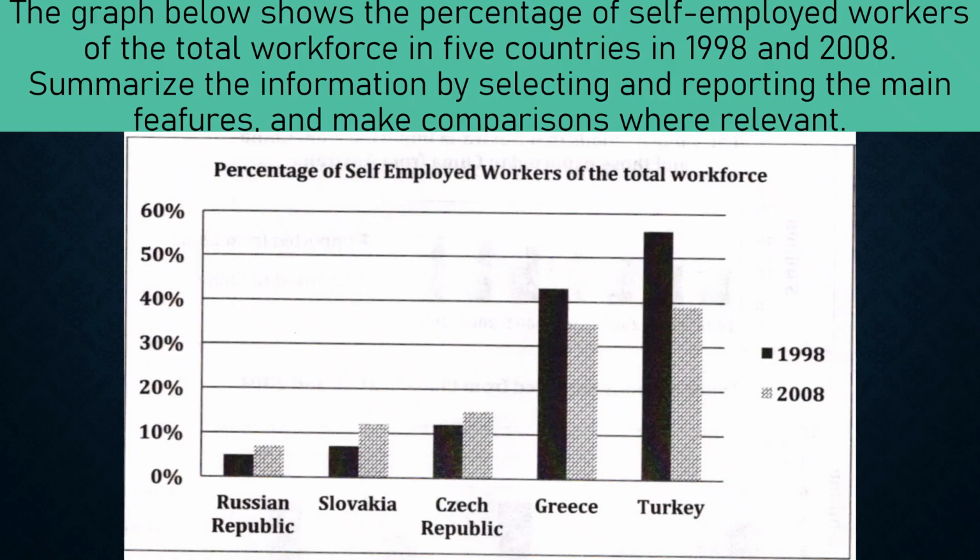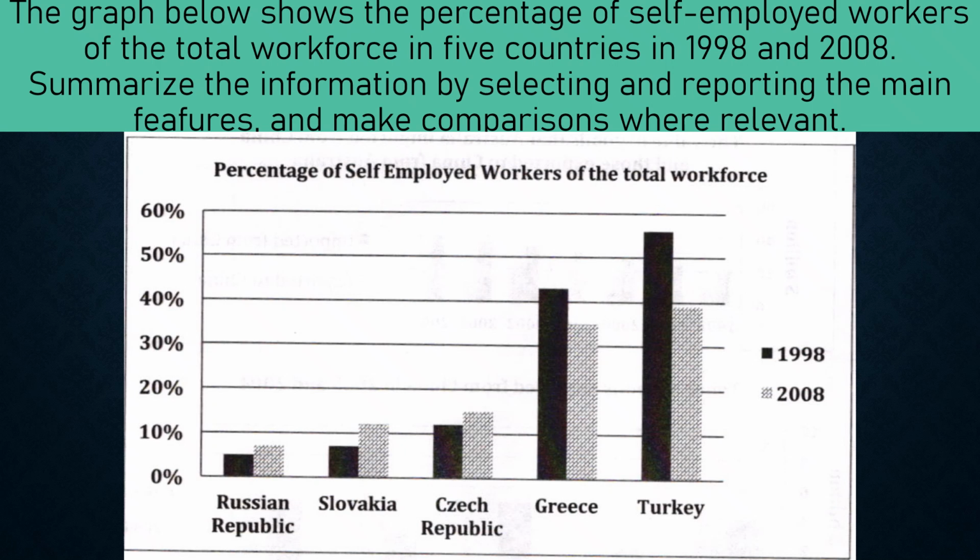The first thing I told you is that you have to read the statement and observe the chart or graph, or whatever it is, very carefully. So we see there are 5 different countries: Russian Republic, Slovakia, Czech Republic, Greece, and Turkey. And the y-axis tells us about the percentage of the people who were self-employed or who were doing their own work. Let's read the statement.